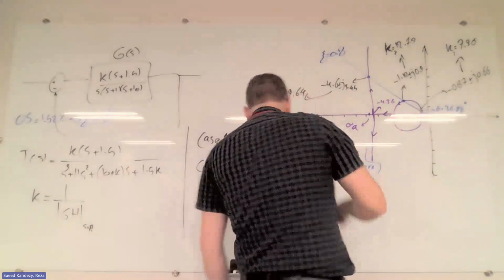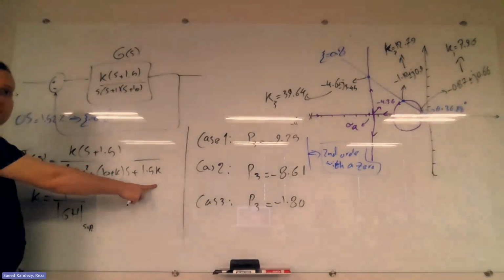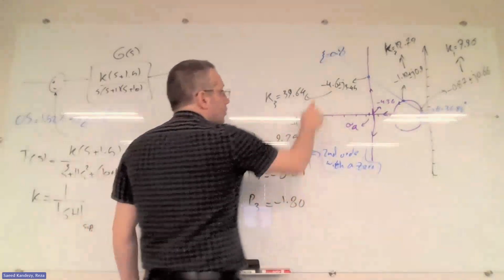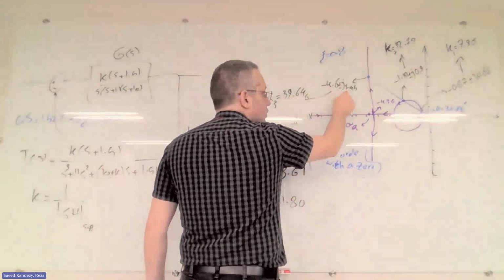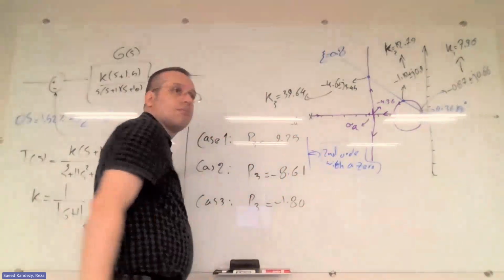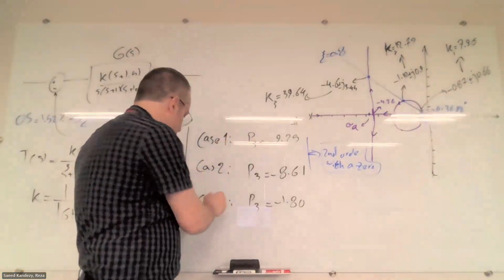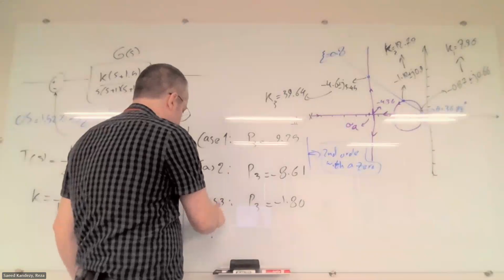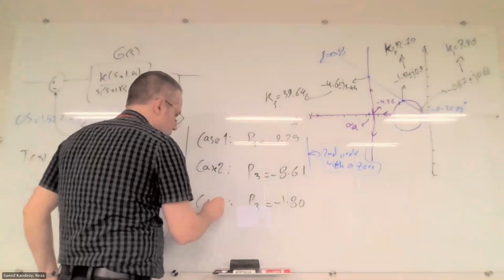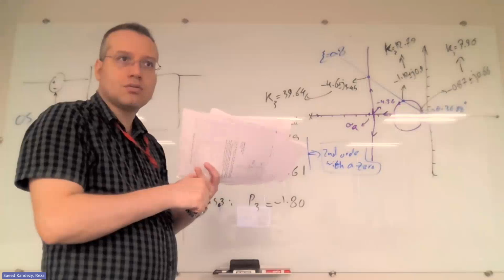39.64. So if K is that, we can calculate the third one from the transfer function. So now for case three, we have poles at minus 4.6 plus minus j 3.45, and another pole at minus 1.8. That is the third pole for our case three. Same goes for case one and case two. Are we good? Did I answer the question? Is that clear, or do you still have questions?